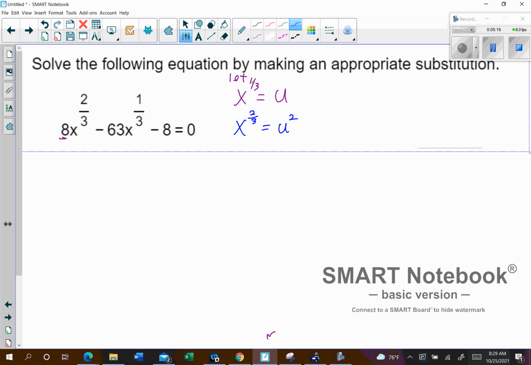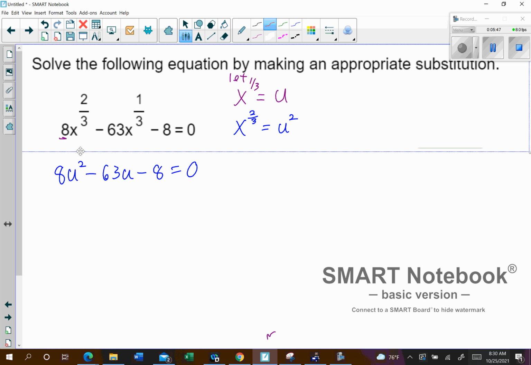If I were to square the 1/3, it's a power to a power, so you multiply, and it would become 2/3. And then if I square the right side, that becomes u squared. So we'd be looking at 8u squared minus 63u minus 8. And the idea is to solve this and then substitute back in what we did for u to finish it off at the very end. And so that might make it a little bit easier.